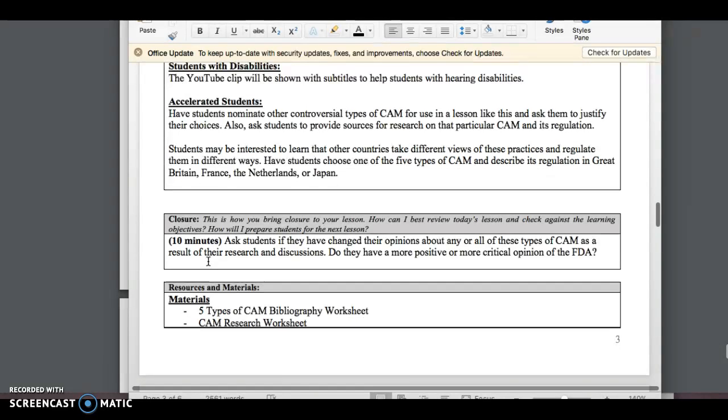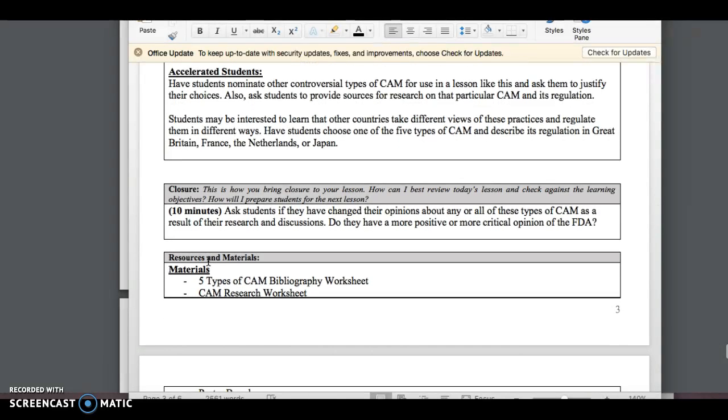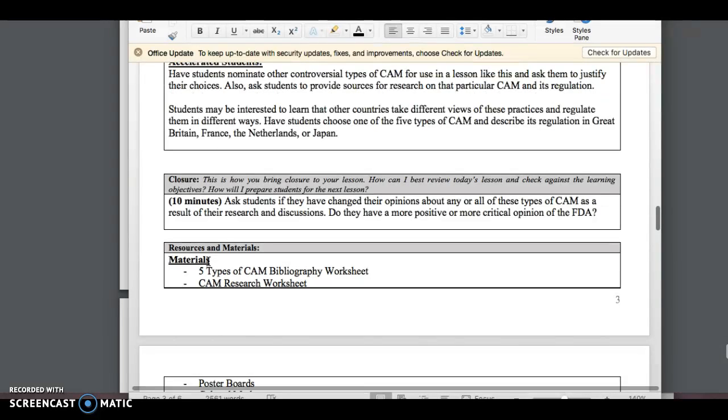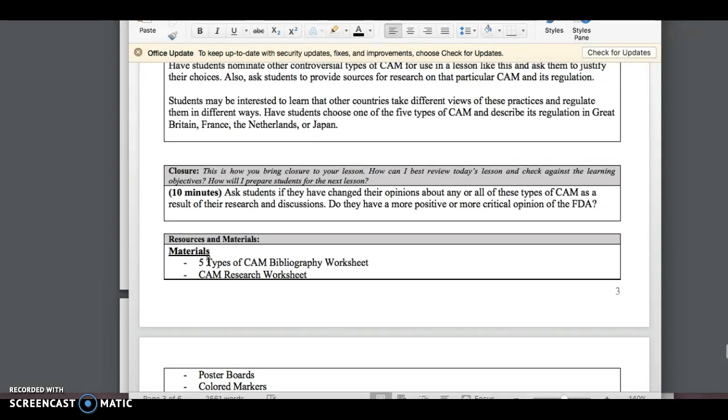And then for the last 10 minutes of class, the teacher will ask students if they have changed their opinions about any or all of the types of CAM as a result of their research and discussions, and if they have a more positive or more critical opinion of the federal FDA.